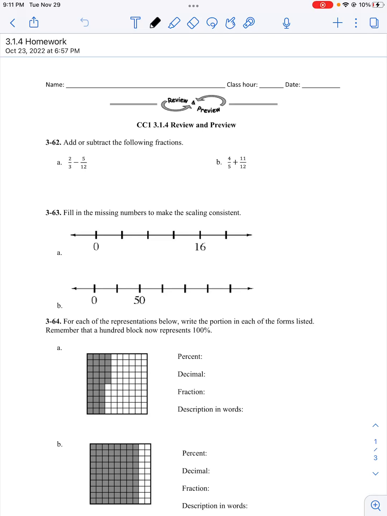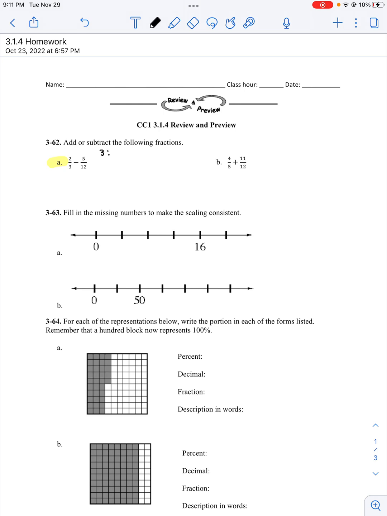Okay, today we're going over our 3.1.4 review and preview. Problem 62, we're adding and subtracting the following fractions. For part A, we have 2/3 minus 5/12. Now remember that the key is to find a common denominator between 3 and 12.